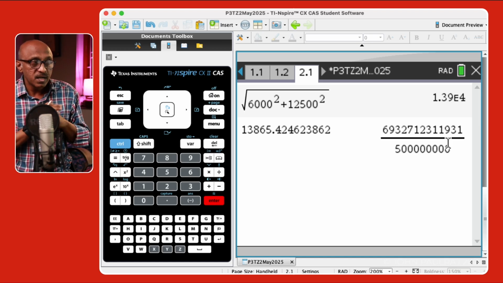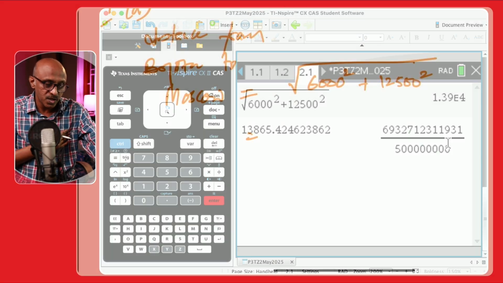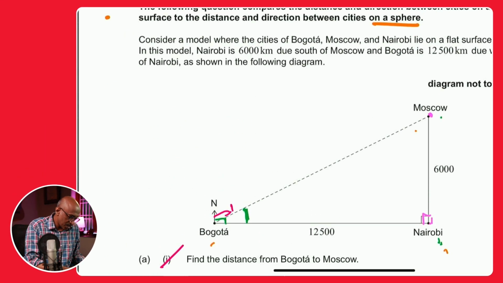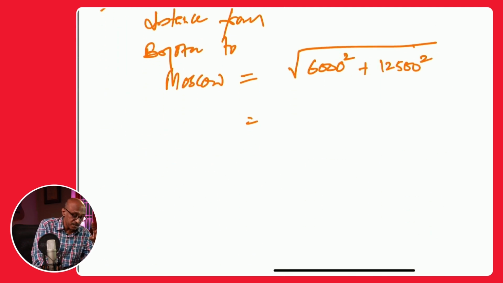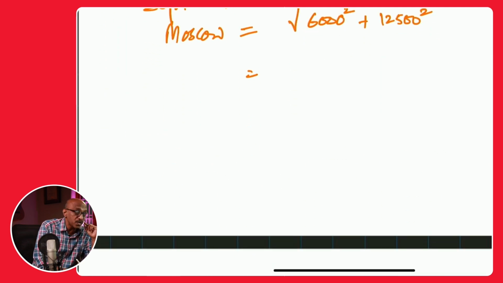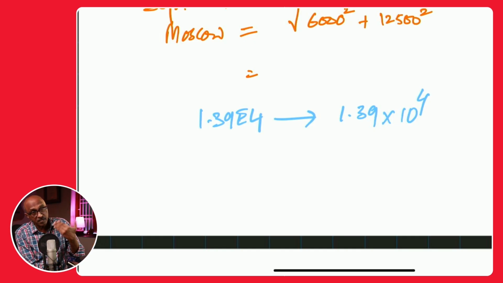So let me just explain what that E4 means when you're reading E4 from a calculator first, okay? In this particular question, they've not said anything, but the IB prefers 3SF. Let's just keep that in mind. Let me explain first the E4. When you see on your calculator 1.39 E4, it should be translated like 1.39. E is basically times 10 to the power of, and that 4 comes there as it is, okay? So had it been an E minus 4, it means times 10 to the power of negative 4, okay?